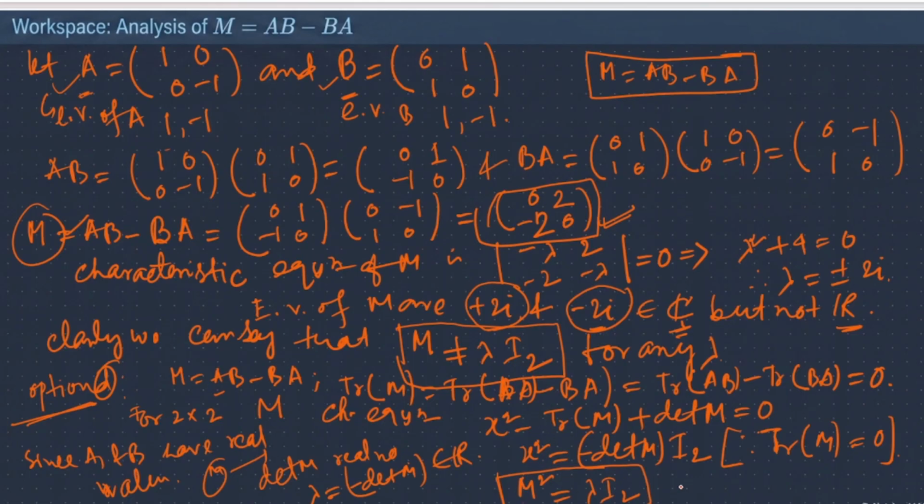By the Cayley-Hamilton theorem, every square matrix satisfies its characteristic equation. So M is a square matrix, and it satisfies its characteristic equation. Therefore, M square equals lambda I2. So option D is necessarily true.